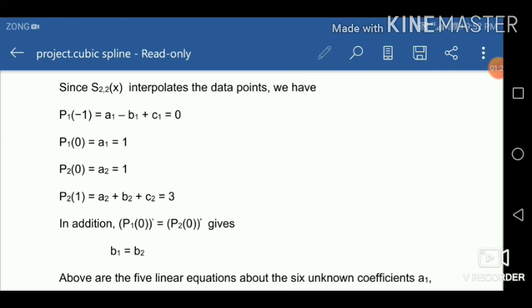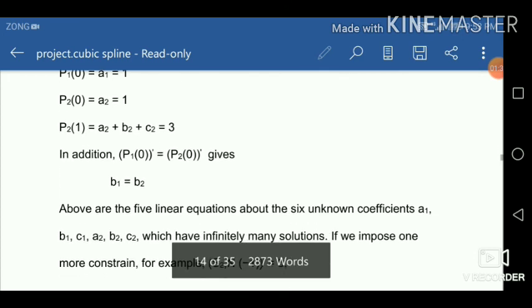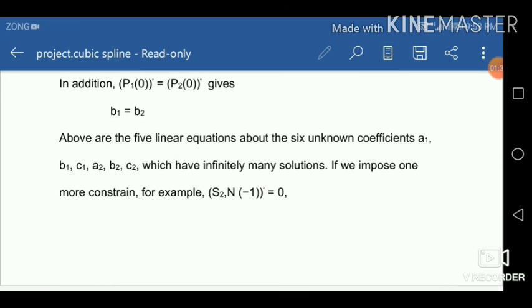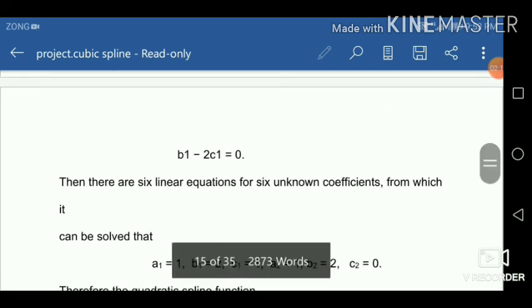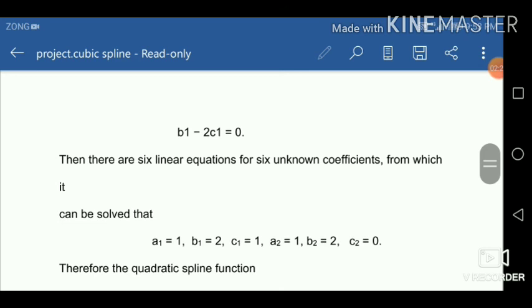In addition, next we find the derivative and equate them. For both splines, p1'(0) equal to p2'(0) gives b1 equal to b2. Above are the 5 linear equations in the 6 unknown coefficients a1, b1, c1, a2, b2, c2, which have infinitely many solutions. If we impose one more constraint, for example S22'(-1) equal to 0, this implies b1 - 2c1 equal to 0, then there are 6 linear equations for 6 unknown coefficients, from which it can be solved.